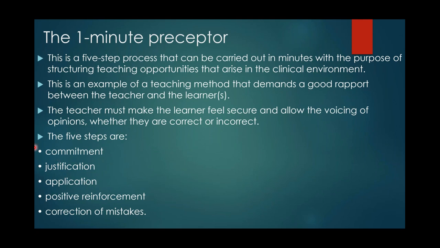And justification here: question the learner for reasons. Application here is to teach the general rule. Positive reinforcement means providing feedback on what was done well, and correction of mistakes is to correct errors and suggest what could be improved. This is about the five steps in the case of 1 minute preceptor teaching. We'll discuss in detail.